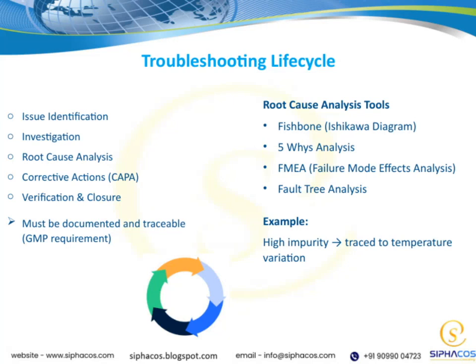Let's take a closer look at some of the key tools used in root cause analysis. First, we have the fishbone diagram, also known as the Ishikawa diagram. This tool helps us visually map out potential causes of a problem, categorizing them to identify where issues might be stemming from. It's particularly useful for complex problems with multiple contributing factors.